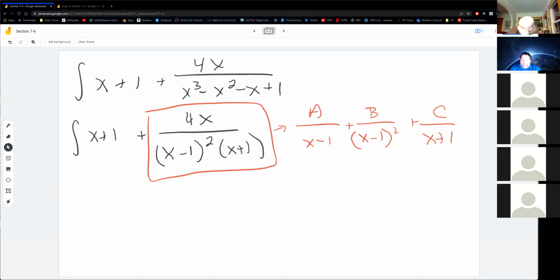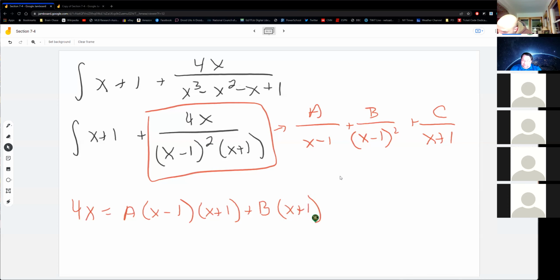All right, so now we have to do our coefficients to figure out what we're going to get from this one. So I've got 4x equals a times x minus 1 times x plus 1, plus b times x plus 1, plus c times x minus 1 squared.